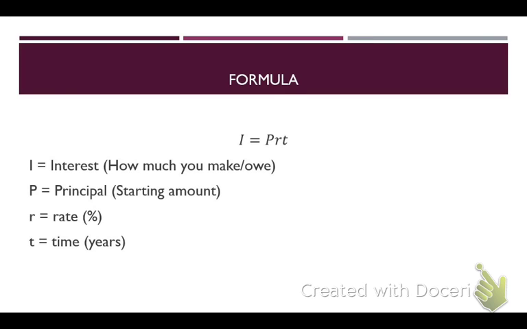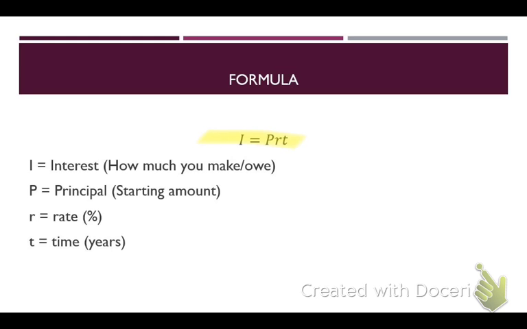I equals PRT. I is interest, P is principal, your starting amount, R is your rate, and T is your time in years. All right, so I know we talked briefly about this yesterday as well, that years, that's important. So if it's 9 months, when I plug it into the formula, if I plug in a 9, my formula thinks it's 9 years. Okay, so I have to change the months. I have to divide it by 12, and we'll do that in a minute.